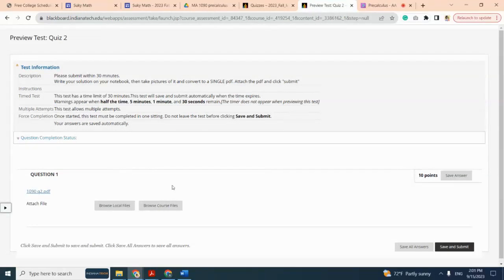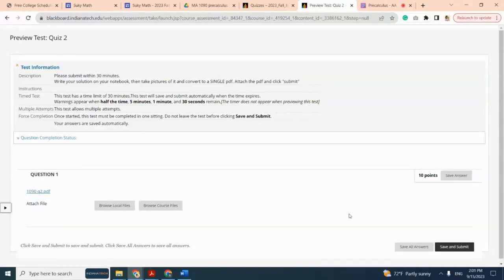Okay? And then after you finish, take a picture and then you browse local files to upload your picture and then hit submit. And if your window closed before you submit, you open a second attempt right away and submit. Okay, everybody? So I set the number of attempts to be unlimited. So you can open attempts and submit.